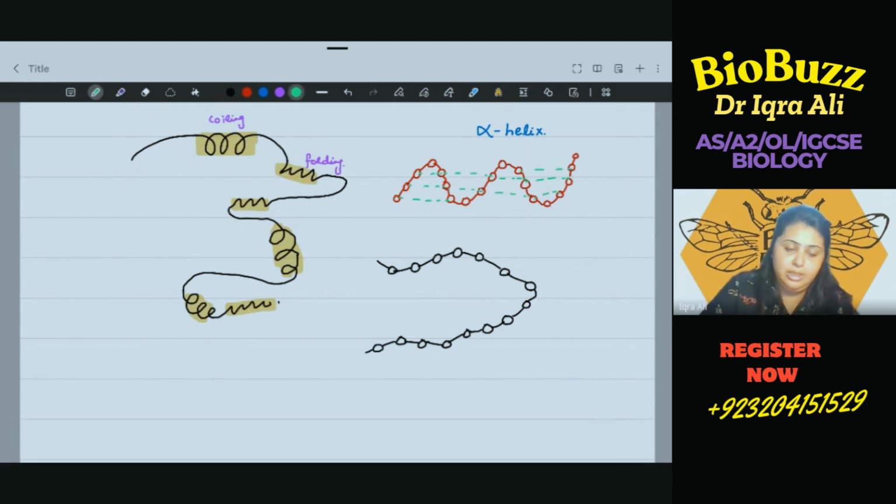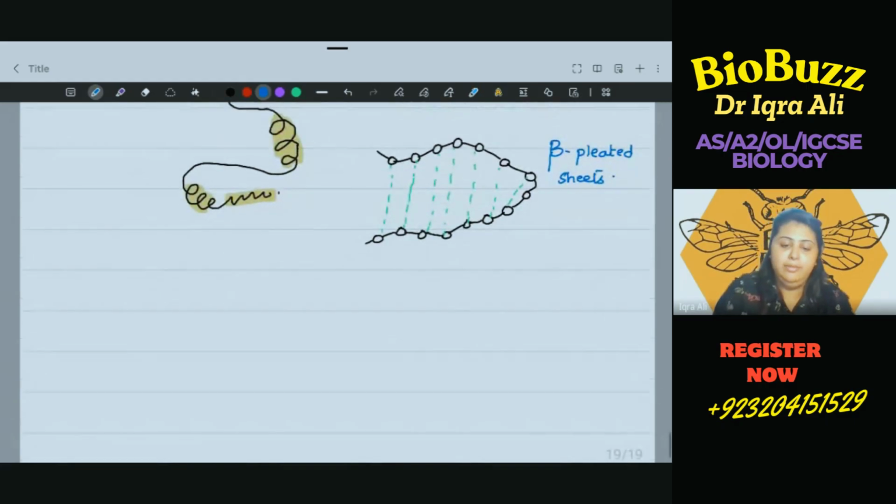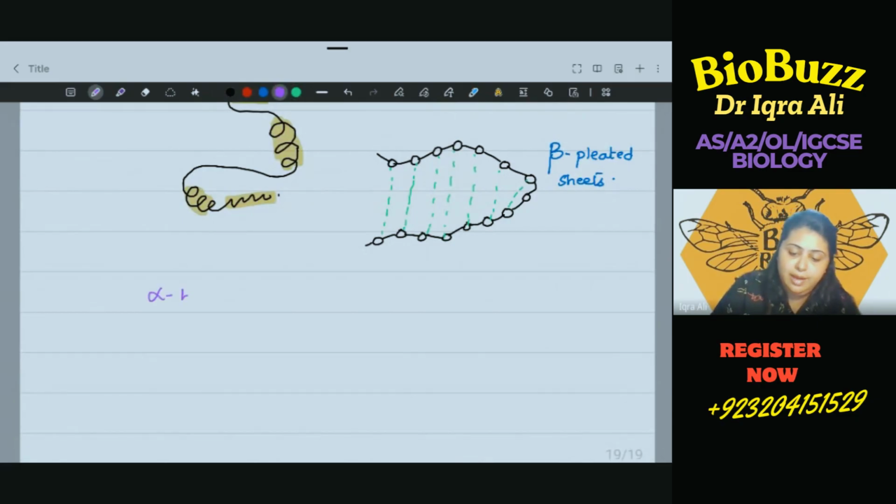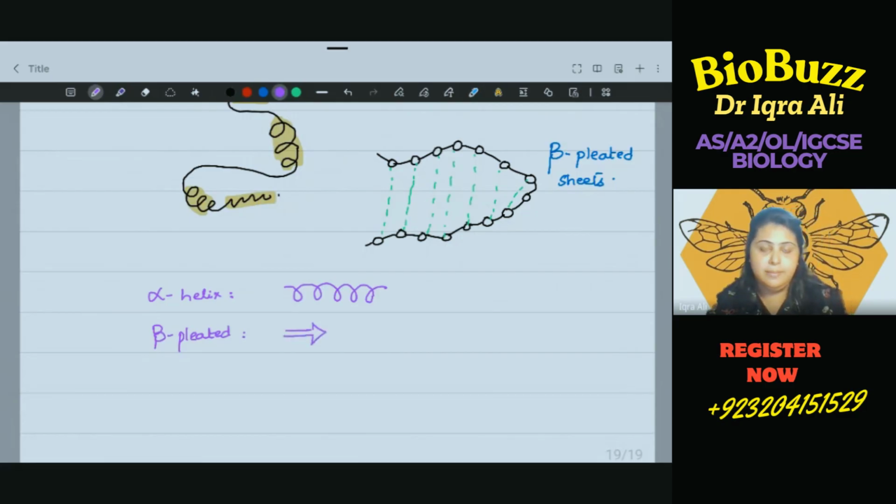What is the beta pleated sheets? It is going to form the hydrogen bonds in just like a pleated shape. Okay, this is called beta pleated sheets. So we are always going to show the alpha helix in the exam. This is a representation that you need to know, that this is how you are going to show the alpha helix. And how are you going to show the beta pleated sheet? You are going to show the beta pleated sheets like this.